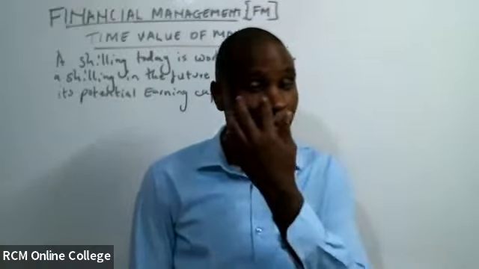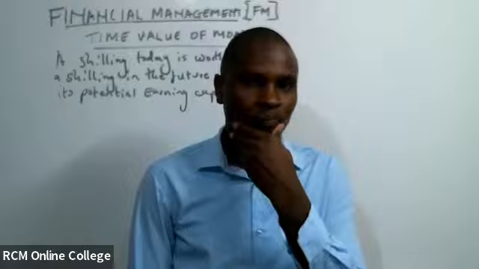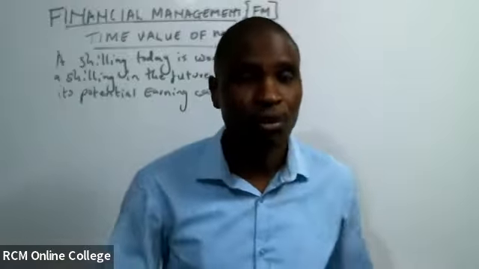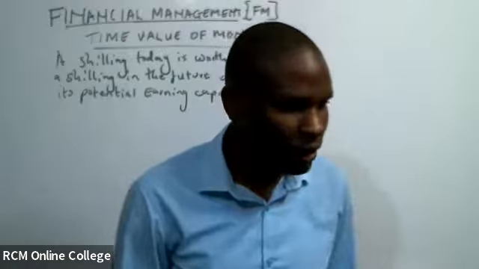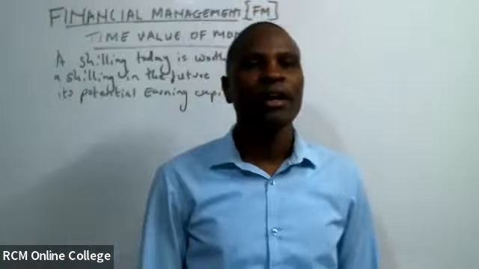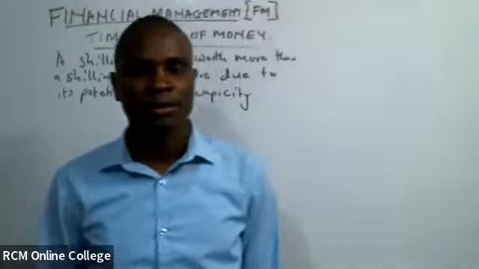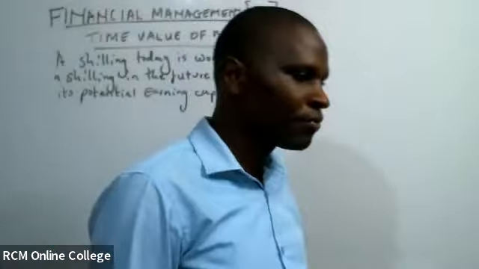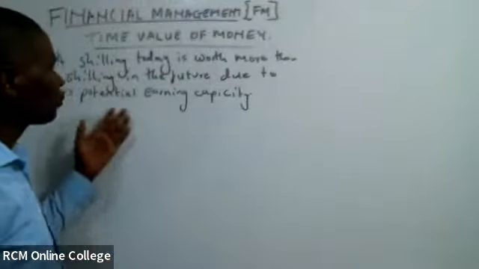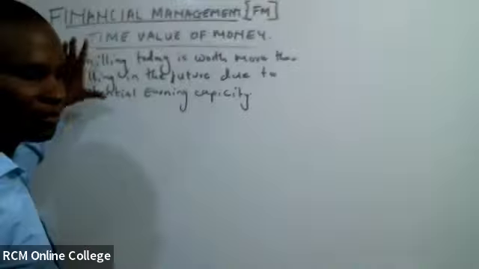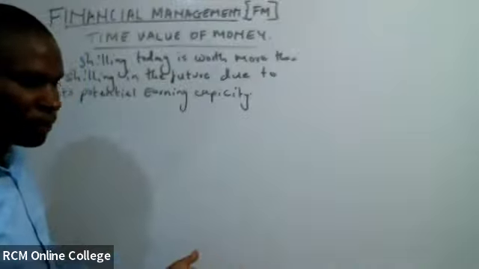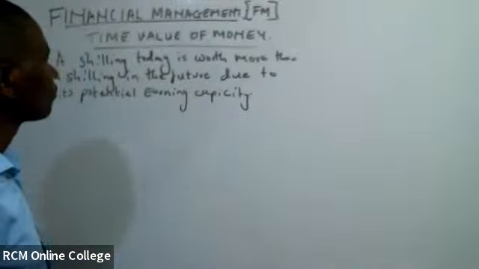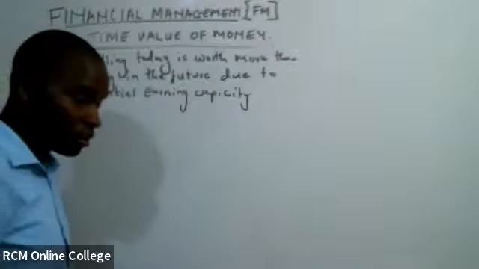You know what? The examiner will bring you a question, 4 marks. Differentiate between time value of money and the time preference for money. So the first one, time value of money: the value of a shilling today is worth more than the value of the same shilling tomorrow.